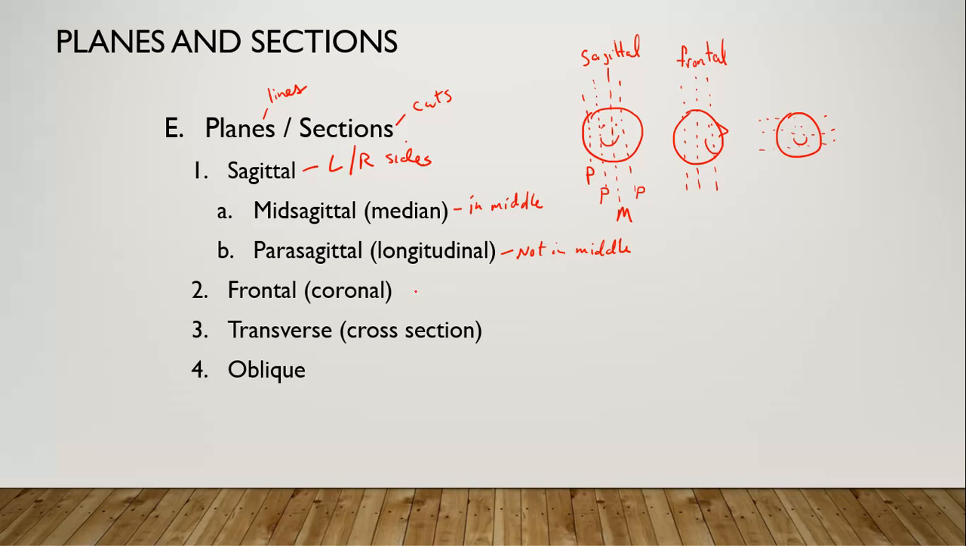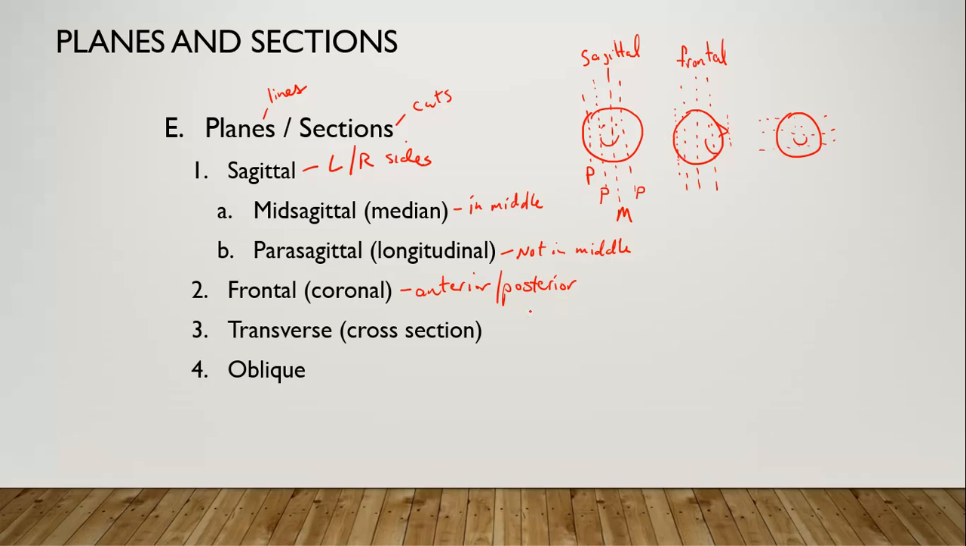Frontal divides into anterior and posterior sides, or what you might call front and back, but we're using anatomical terms here. So it splits into front and back, and there's infinite numbers of these. If we just snipped off the very front of this guy's nose, that's frontal. If we cut the very, very, very back of his head, also frontal. So there's infinite numbers of ways that we could slice this head, but these are all planes, so just theoretically.